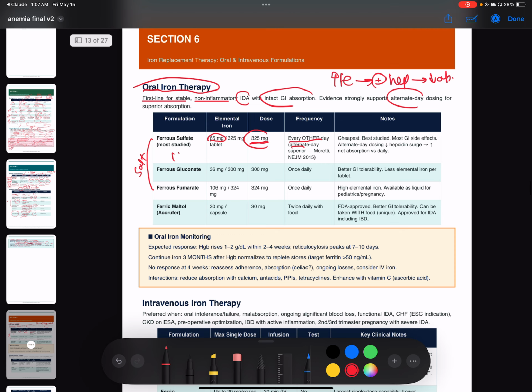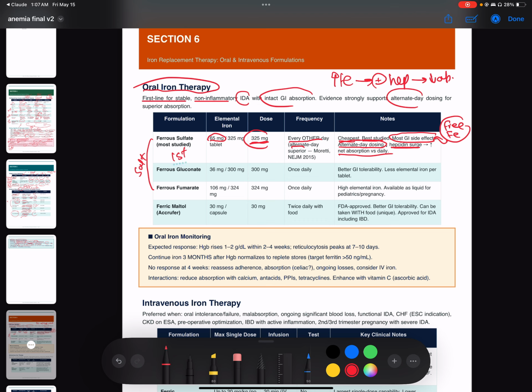It's really first line because it's cheapest and best studied, and you can give it to a lot of people. The problem is it has more GI symptoms, because the ferrous sulfate detaches and gives free iron in the GI tract, and this free iron can irritate the stomach, so it has more GI side effects. And again, the reason we use every other day is just to decrease the hepcidin and increase the net absorption.